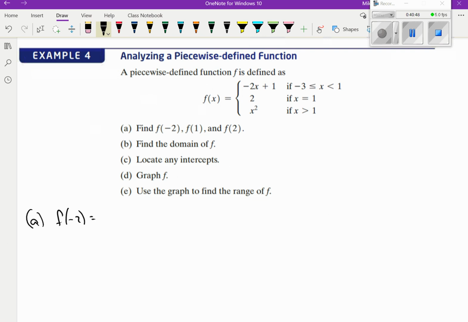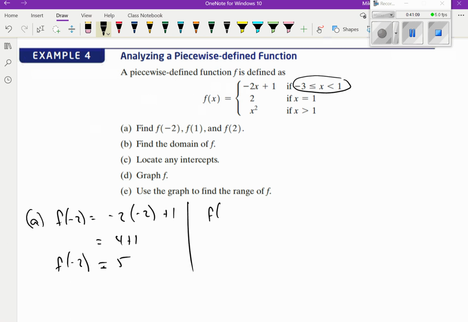Let's see, negative 2 is going to be in this top region, between negative 3 and 1. So that's going to be negative 2 times negative 2 plus 1. So that's 4 plus 1, so that's 5. So f of negative 2 is 5. So I have to figure out, first off, which piece of the function am I using? And in this setup, I was using that top piece.